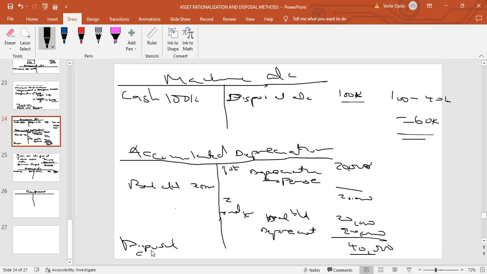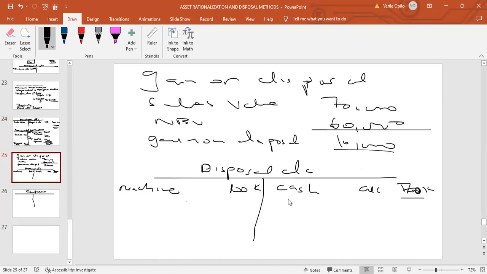So we debit the accumulated depreciation account with the total amount of accumulated depreciation so far, which is equal to 40,000. On the disposal account, even before we take into consideration the cash, we come here and show that this machine had an accumulated depreciation equal to a total of 40,000 Kenya shillings. So it means that if we have a debit of 100 and a credit of 40, then essentially you have a debit balance of 60,000.